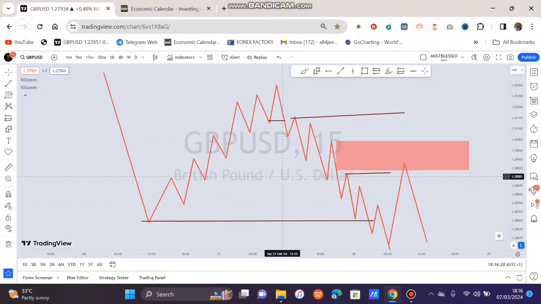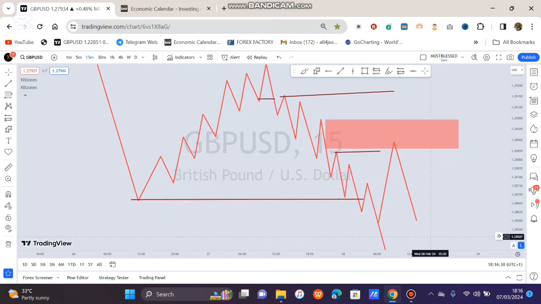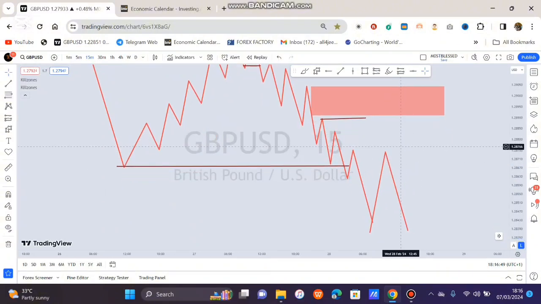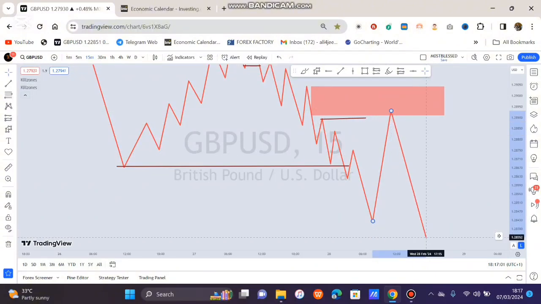Incomplete pullback. Any pullback that is not what? It's not complete. It's not above 50%. Sometimes even if it's above 50%, there's still a valid imbalance above it. There's still a good imbalance above it. Market can use it as what? As liquidity. Market continues. You understand?